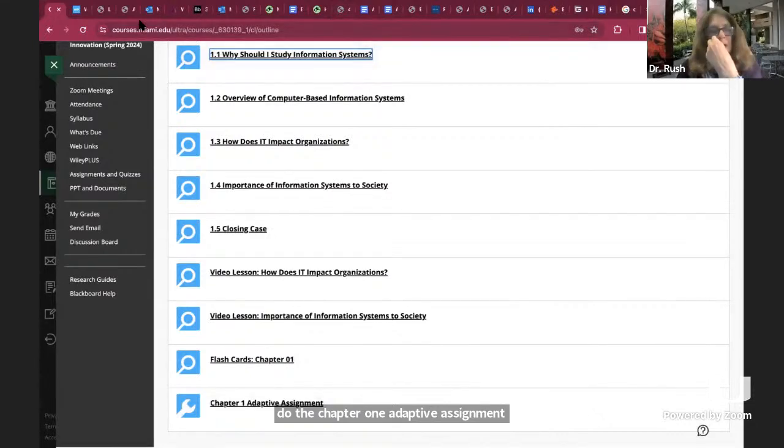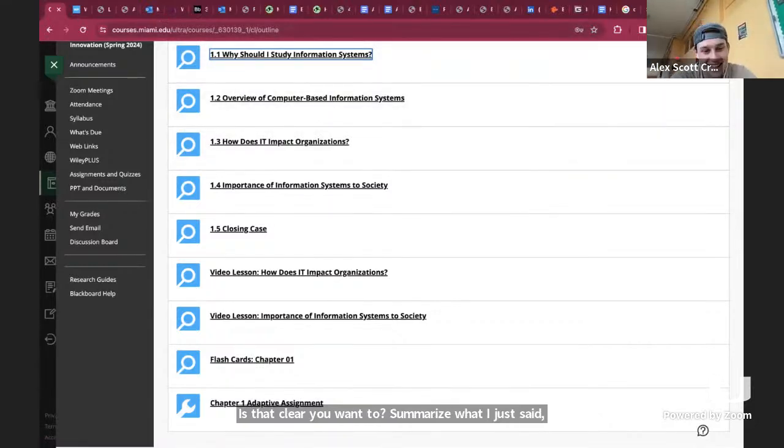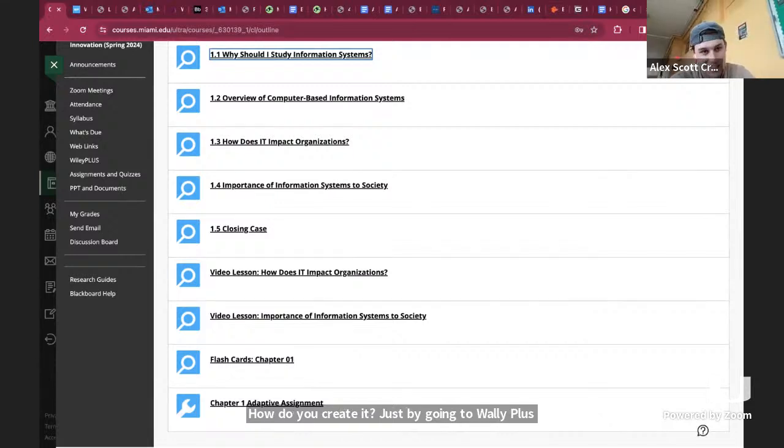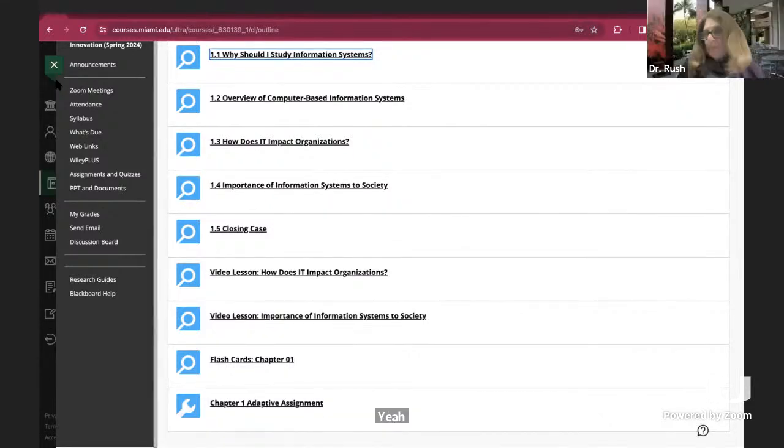Is that clear? You want to summarize what I just said, Alex? Create your account, and then go down, and how do you create it? Just by going to Wiley Plus, going into chapter 1, and clicking on any link. Yeah, and then you want to do the adaptive assignment. And then do the adaptive assignment.